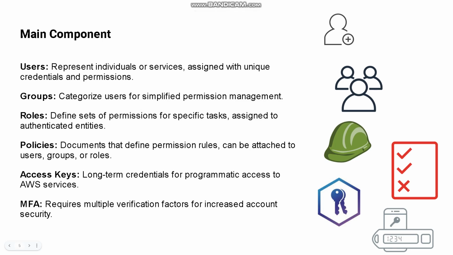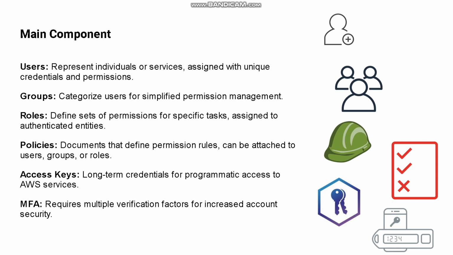So here are some main components of IAM. The first one is users. A user represents individuals or services assigned with unique credentials and permissions. And secondly, there's a group, which categorizes users for simplified permission management. For example, you can add multiple users under one group, and once a user leaves the company or should no longer have a certain permission, you can remove the user from the group.